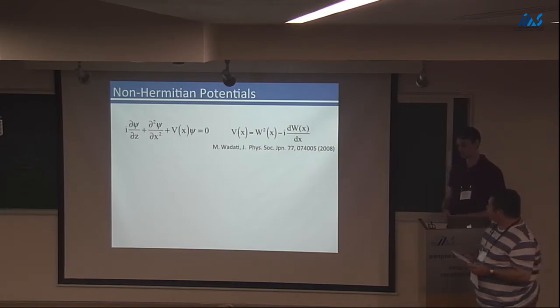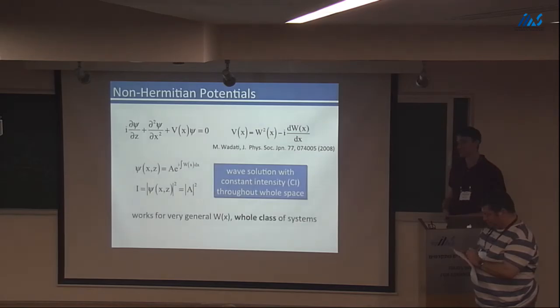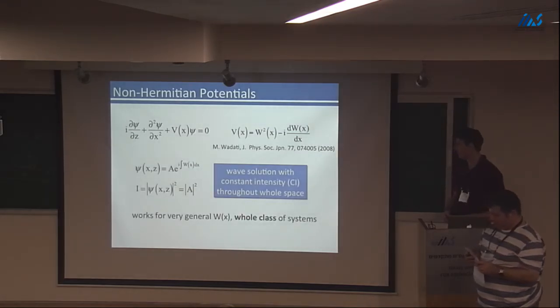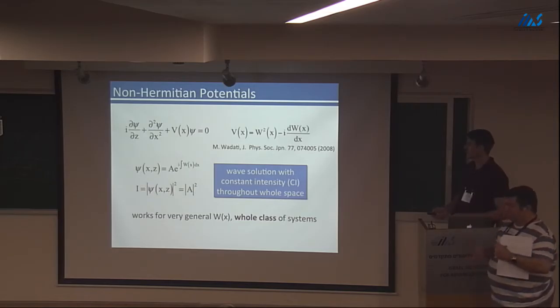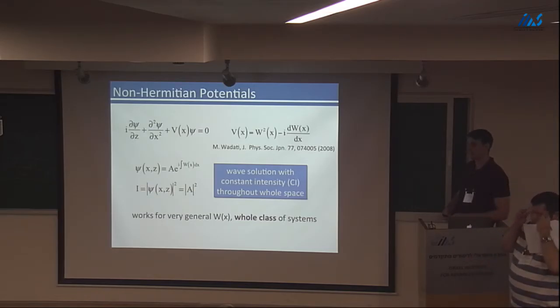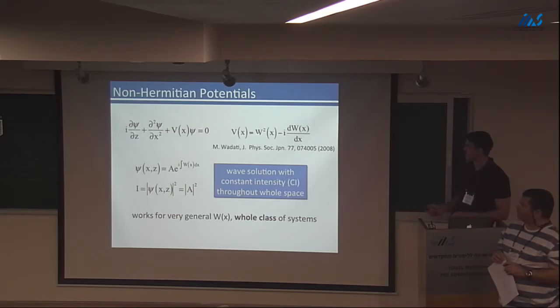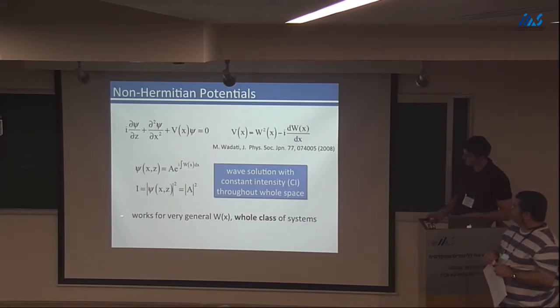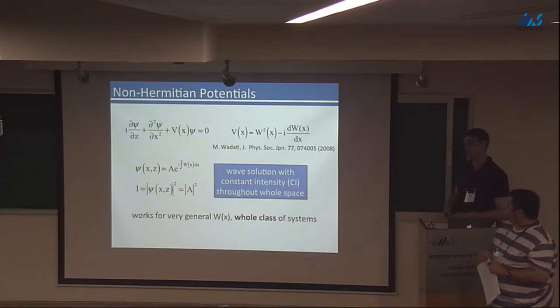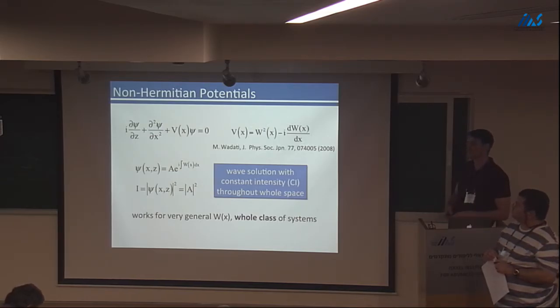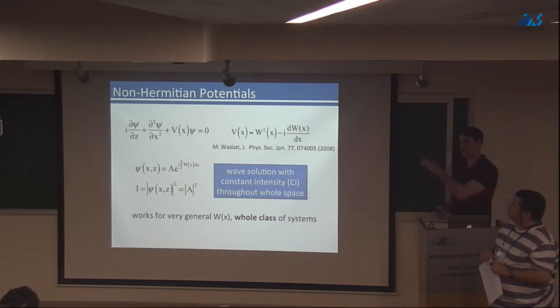But the result will change. Sorry? In other words, this could be a purely lossy potential as well. No. As it turns out, I think, honestly, I don't know it by heart, but that's why I wrote it works for general W, but not for really arbitrary W. If you do the math, you see that the imaginary part has to be zero somewhere.